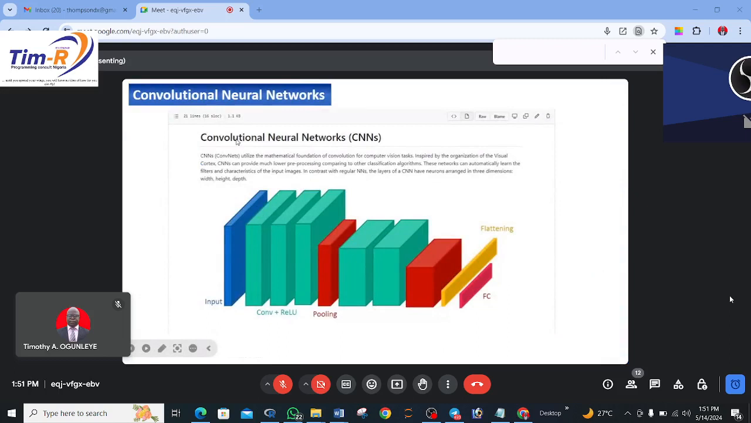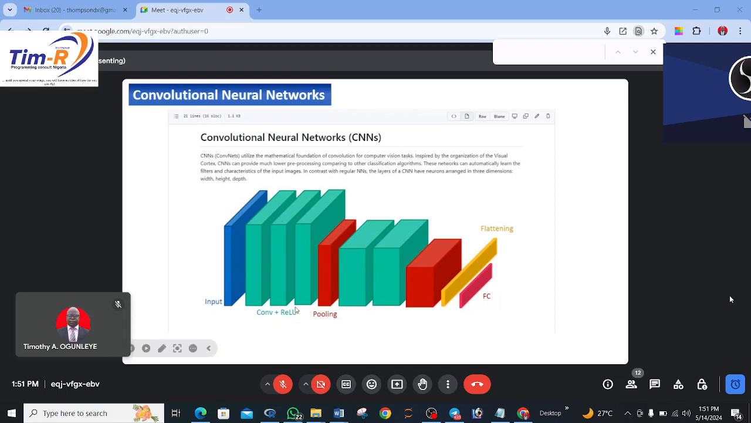Now, this is what a convolutional neural network looks like. It utilizes the mathematical foundation of convolution for computer vision tasks, like we said. We always have the input, and then the convolution plus ReLU, which is the convolution function and the activation function. CNN uses ReLU for all the hidden layers.